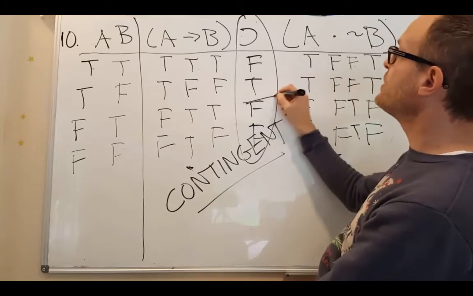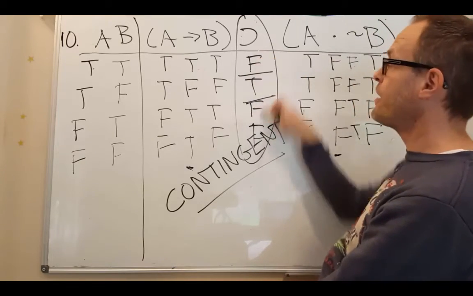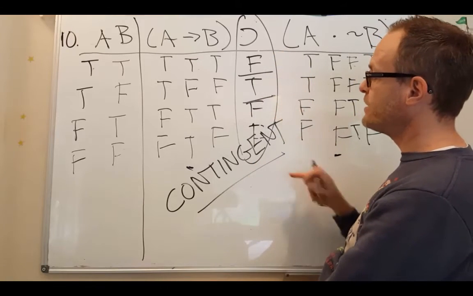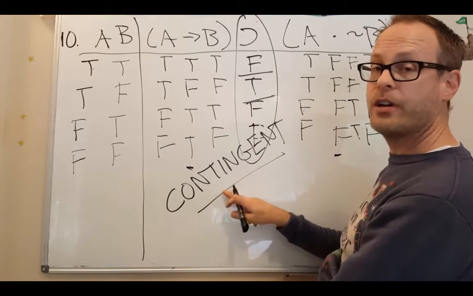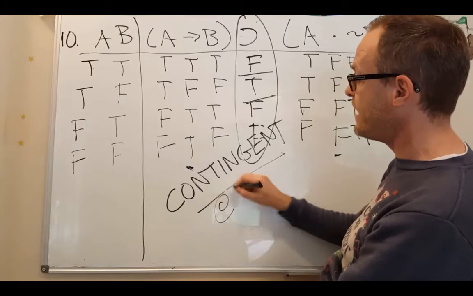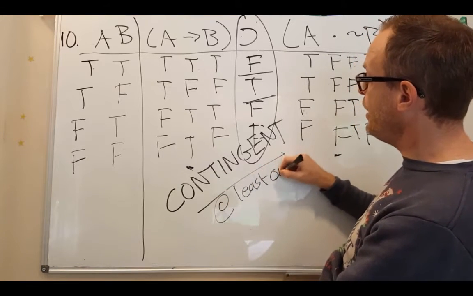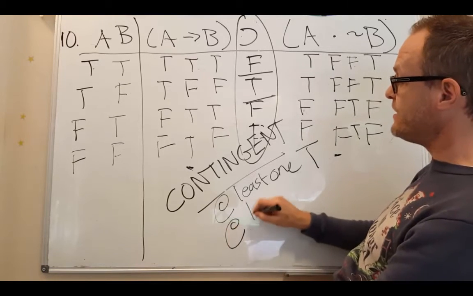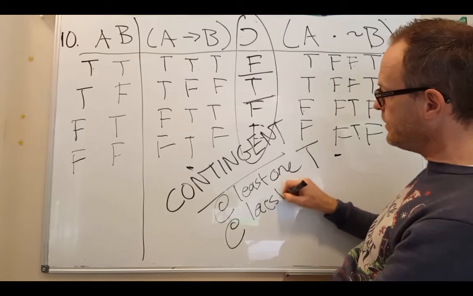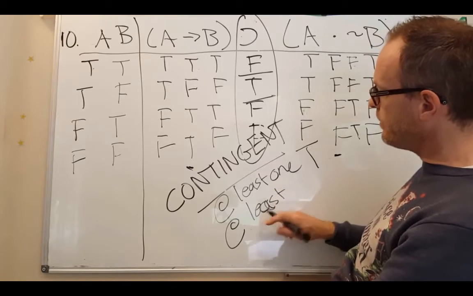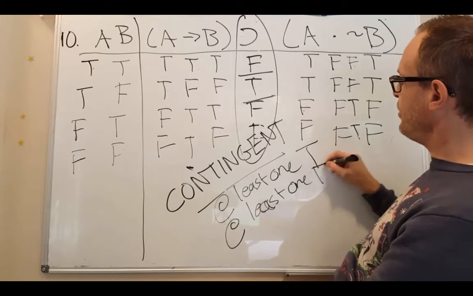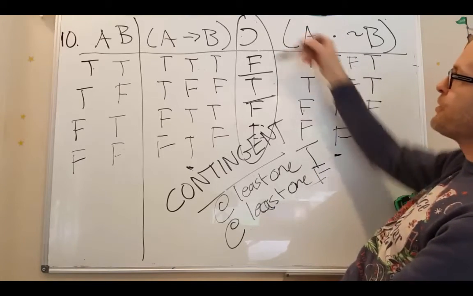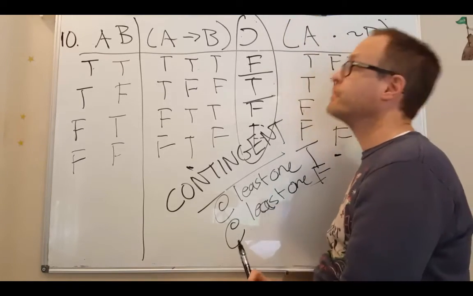Which means you have at least one true and at least one false on that row. Remember, number 9 was all false. So this one here alternates true and false, which makes it contingent. Contingent just means you have at least one true and at least one false, right? So at least one true, boom. At least one false, boom. And that does it for problem number 10.